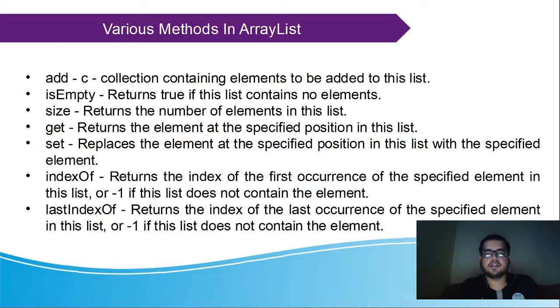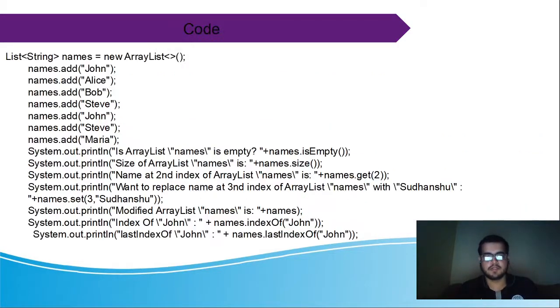indexOf returns the index of the first occurrence of the specified element in the list, or if the element is not present, it will return -1. lastIndexOf returns the index of the last occurrence of the specified element, or if the element is not present, it will return -1.